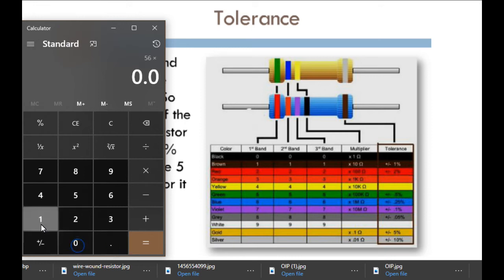That means 10 to the power minus 2. So your total resistance value will be 0.6 ohms. Then the conclusion is, if the third band is gold or silver, then your actual resultant resistance value will be less than the value accumulated by these two bands. It will be divided by this third band with factors of 0.1 and 0.01.